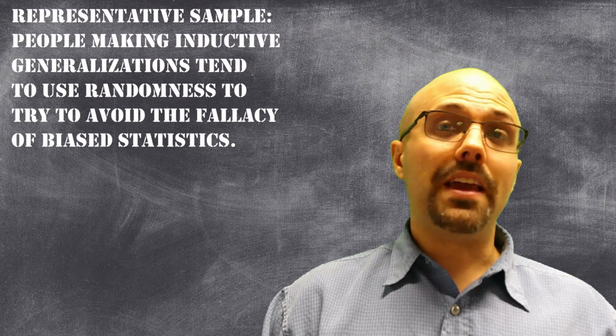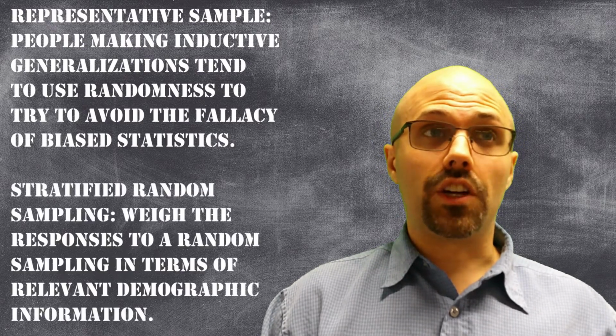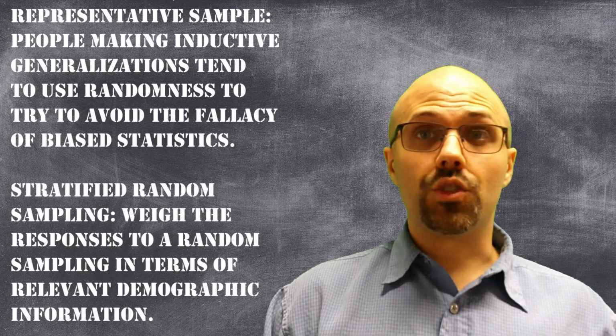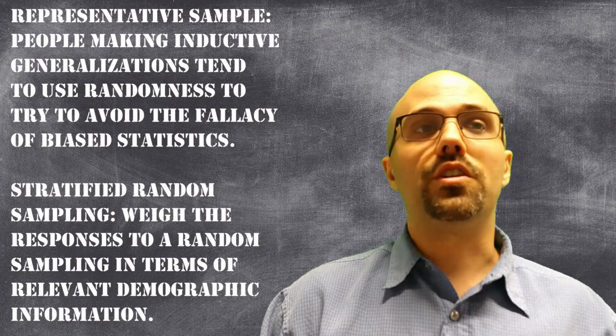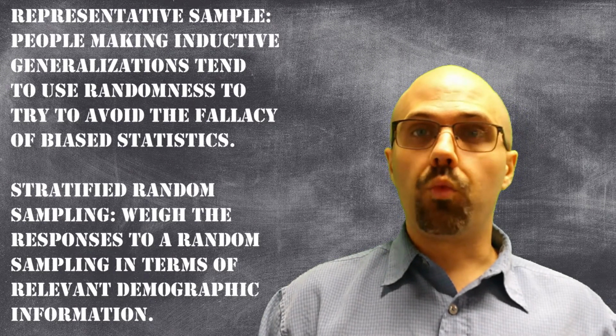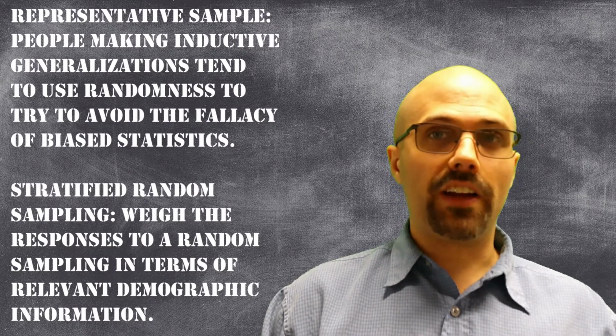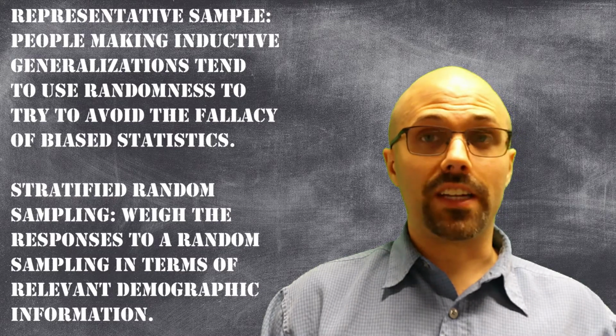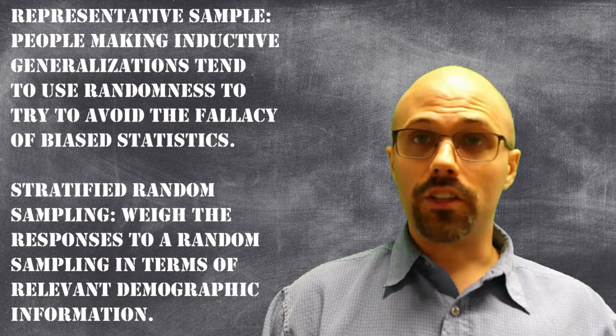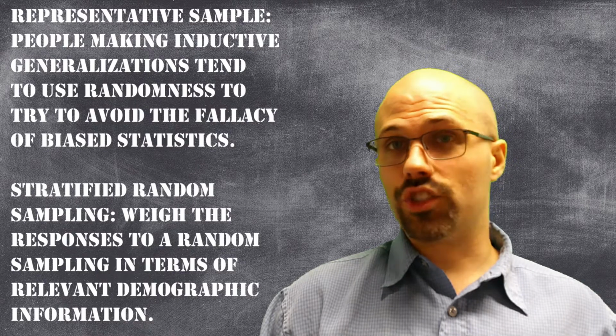And then you can make that even stronger if you use a technique that's called stratified randomness. This is the best practice that you can use, where you actually know the demographic information of all the people that you've randomly selected, and then weigh it on the basis of the demographic information of the overall population.